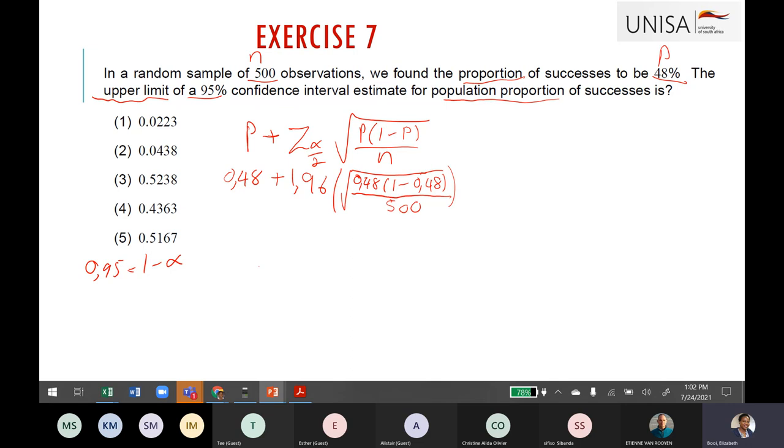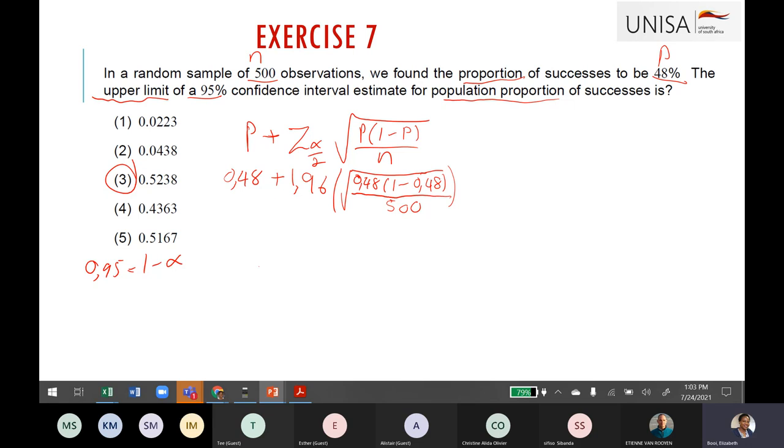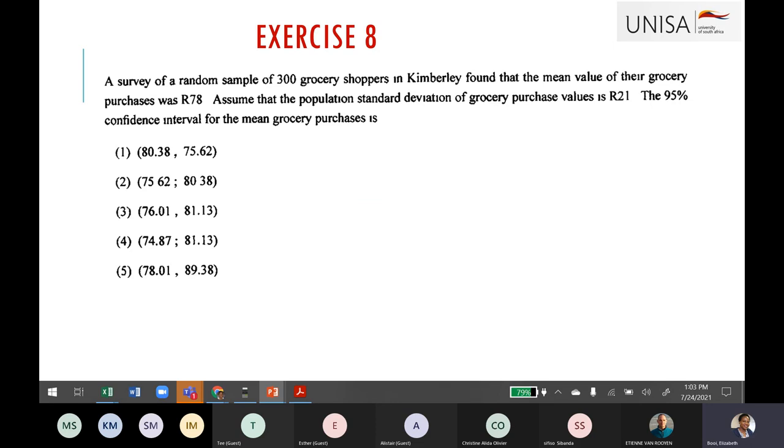So what is your upper limit? Did you all get the same answer? 0.48 plus 1.96 times the square root of 0.48 times 1 minus 0.48 divided by 500, close bracket, equals. Did you all get the same? 0.5238. Option number 3. Yes. Okay. The last question, and then we do hypothesis.